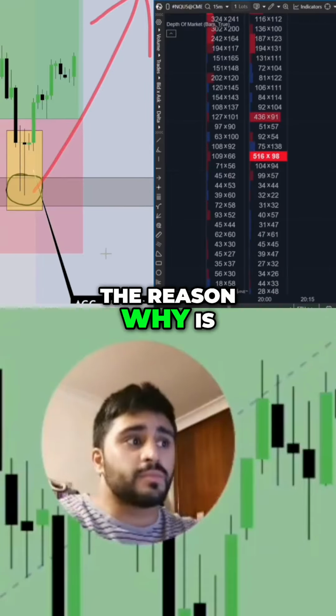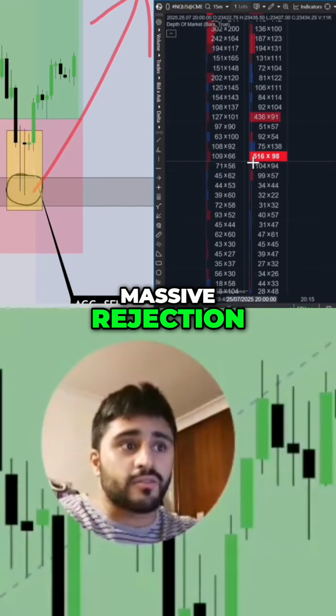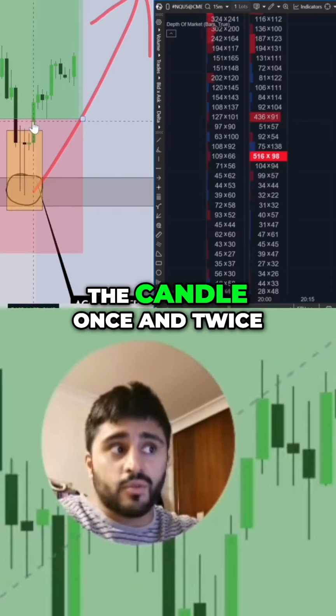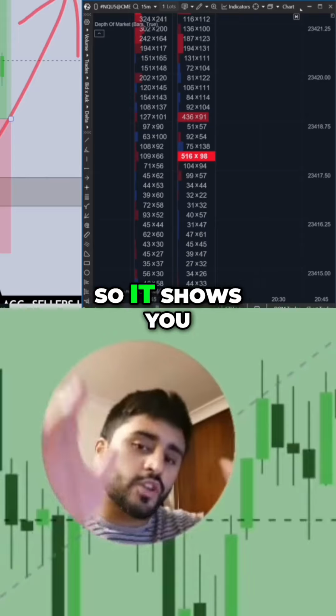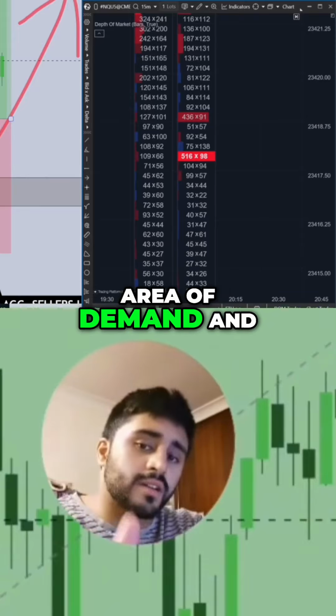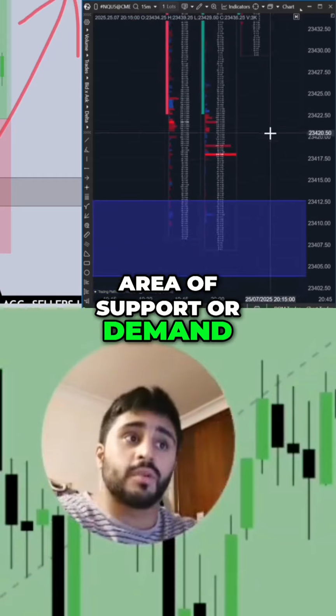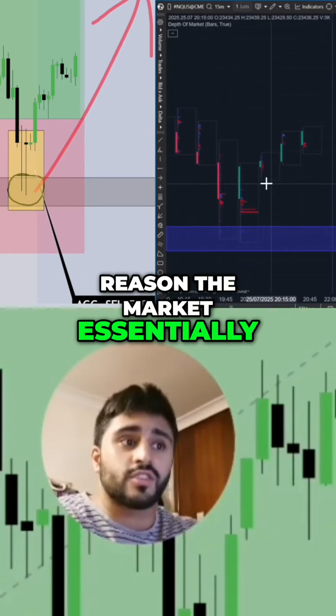The reason why is because we saw this massive rejection, 516 for 98, and the market was able to break above the candle once and twice. So it shows you are at an area of demand, and it shows you the key level is an area of support or demand, right? And that is the reason the market essentially shoots higher.